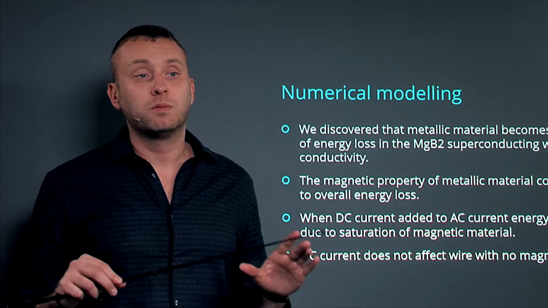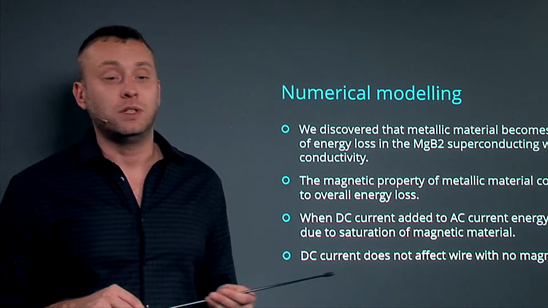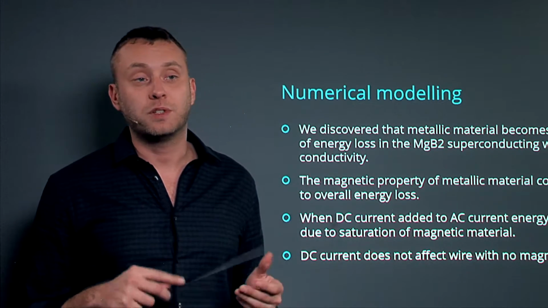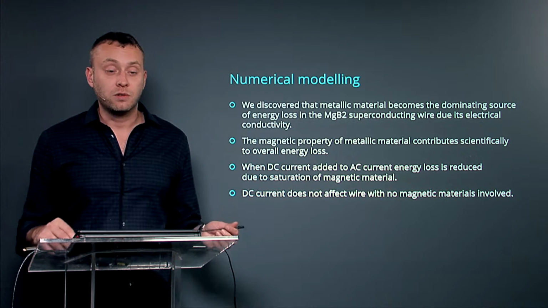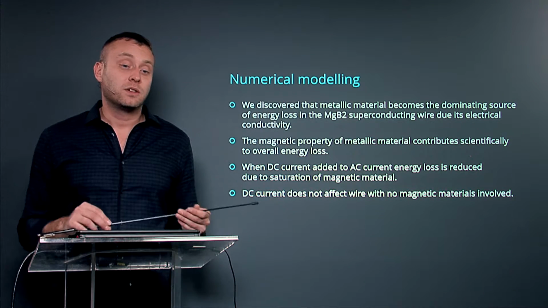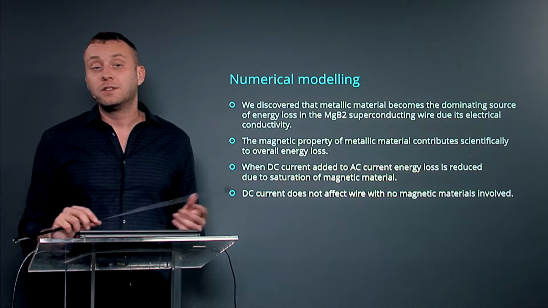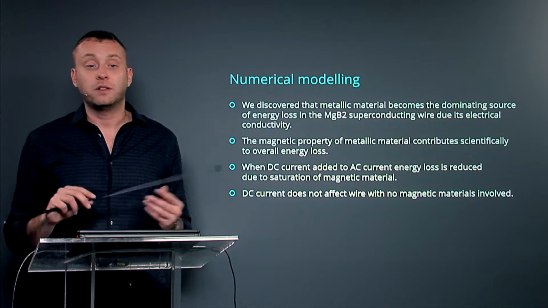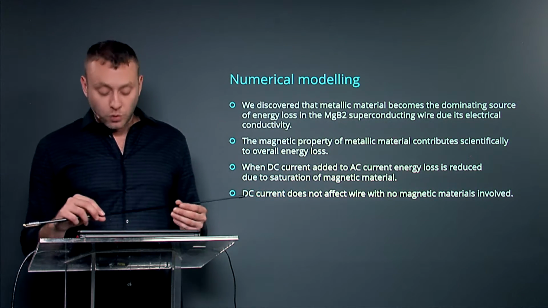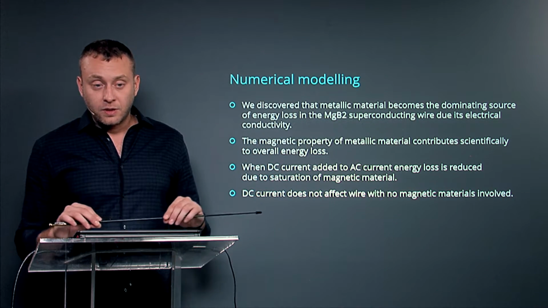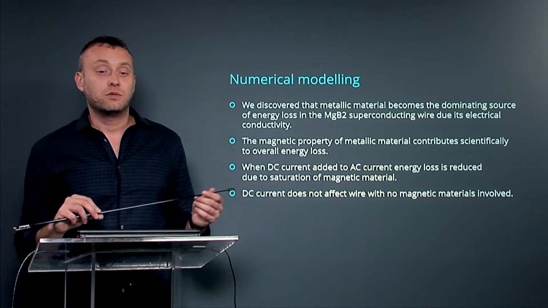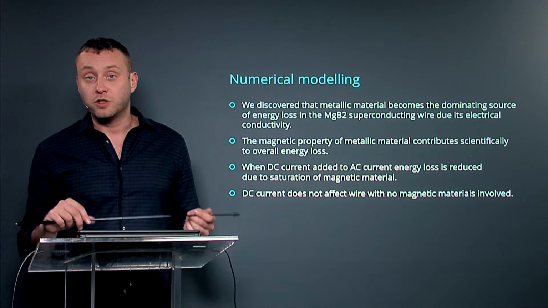Of course, we have performed many simulations like that. We played with different properties of material, magnetic, electrical, and so on. And we saw that for non-magnetic material, such as titanium, we didn't see any change by introduction of DC current. So this technique allows us to prove our measurement and to understand more deeply the mechanism responsible for the energy loss in the superconductor.